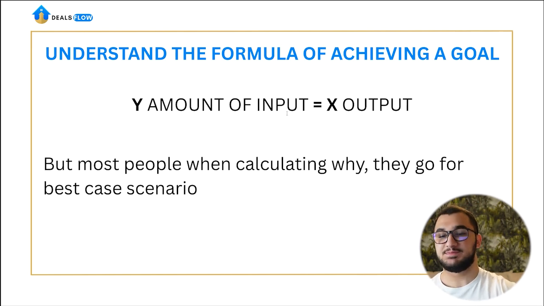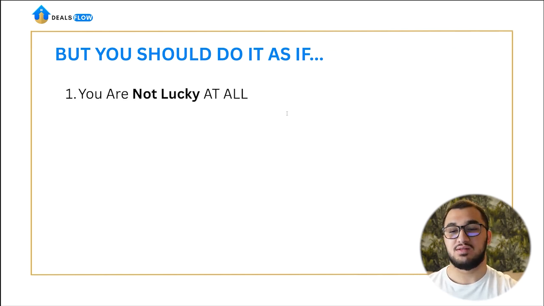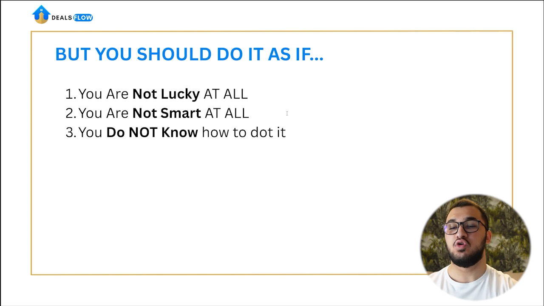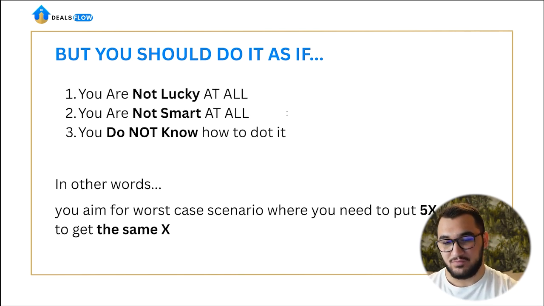But the problem is that most people, when calculating Y, go for the best case scenario, which is not ideal. Because here's how you need to calculate it. You need to calculate it as if you're not lucky at all, as if you're not smart at all, as if you don't know how to do anything. In other words, you aim for the worst case scenario where you need to put 5x to Y to get the same X.